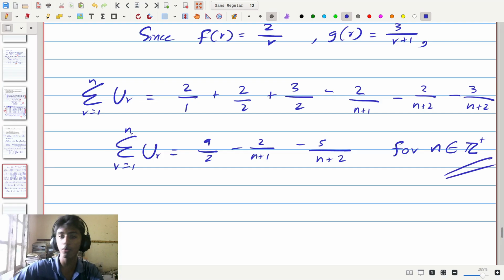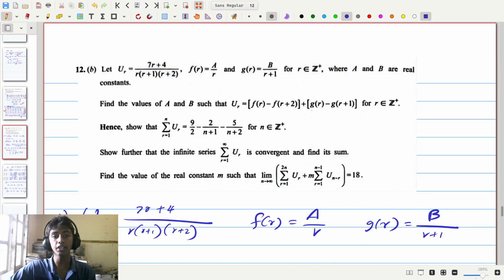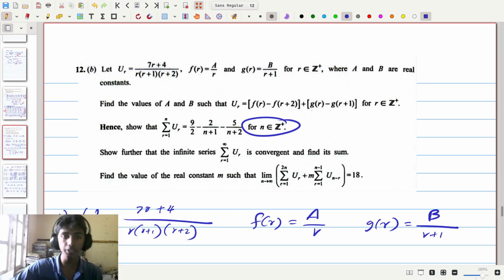If we go up, we'll see that this answer is exactly the answer that they've given up here. If we consider the answer they've given, it is the sum from r equals 1 up to n of u of r equals 9 over 2, check, minus 2 over n plus 1, check, minus 5 over n plus 2. So that is our answer, and it is true for all n an element of the positive integers. So that's going to be our answer for that component.